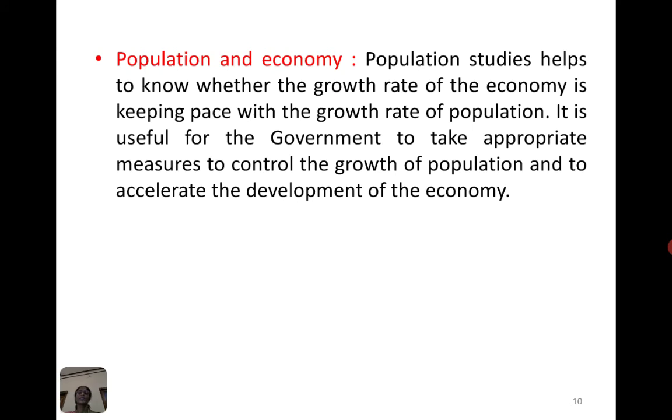Population and economy. Population studies helps to know the growth rate of the economy, whether it is keeping pace with the growth rate of the population or not. So this is useful for the government to take appropriate measures to control the growth of population and to accelerate the development of the economy with the facilitating mechanisms.